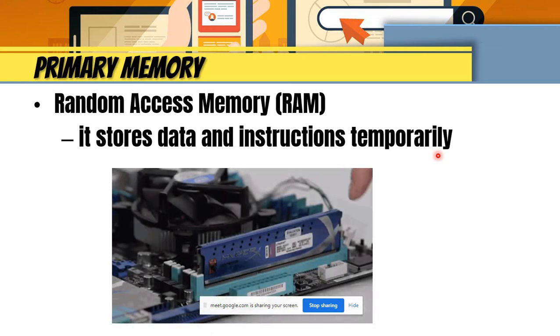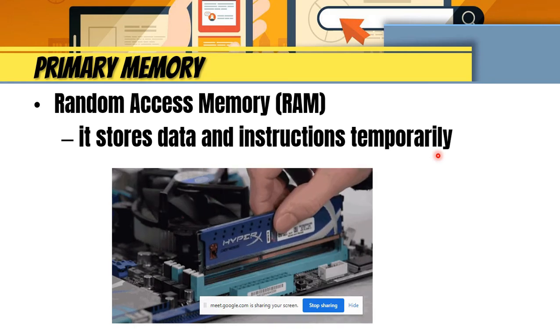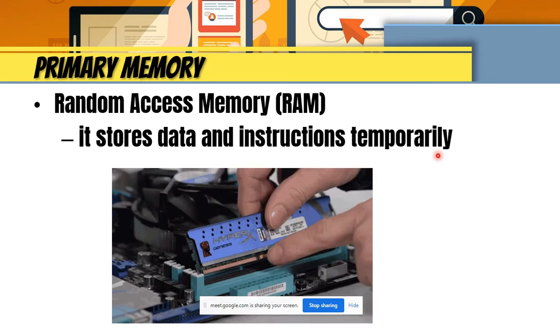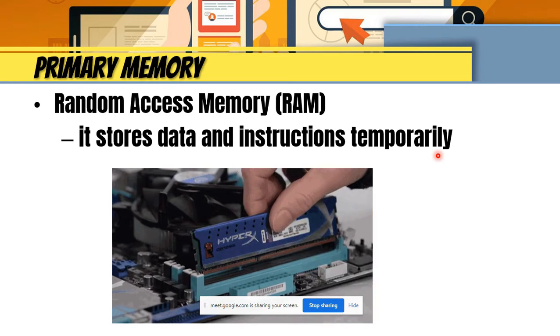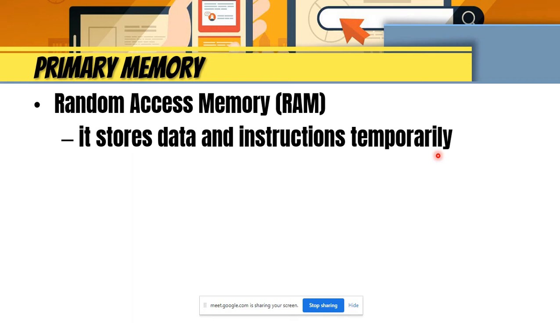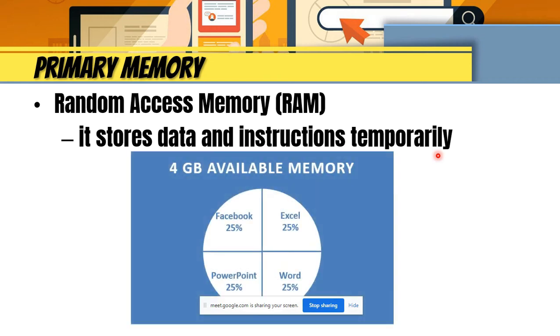Now, ayan po si random access memory. Okay, so kung napansin niyo, kung nakakakita kayo ng ganyan, yan po yung tinatawag nating RAM. Example, para mas maintindihan, let's say for example, we have 4 GB available memory sa ating RAM.